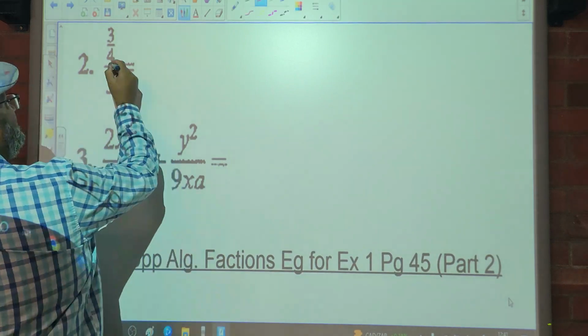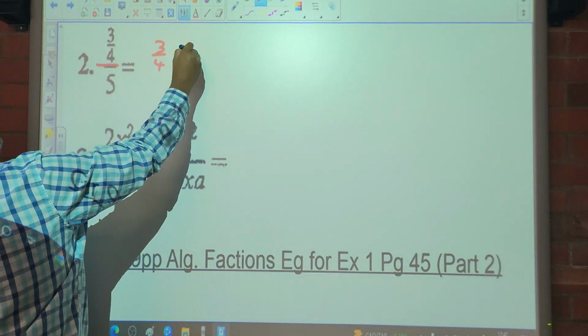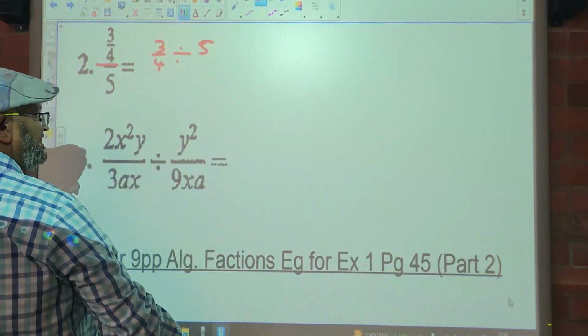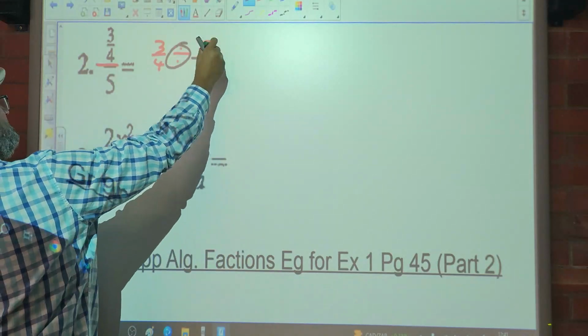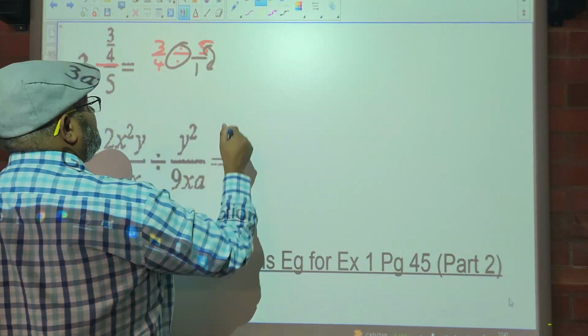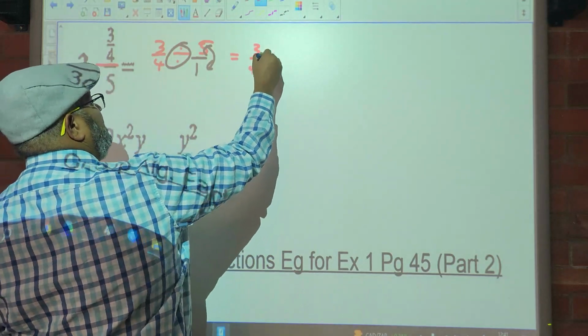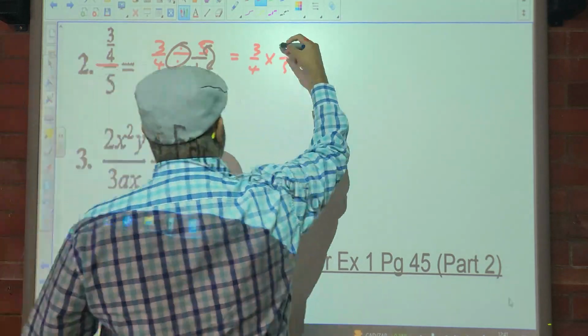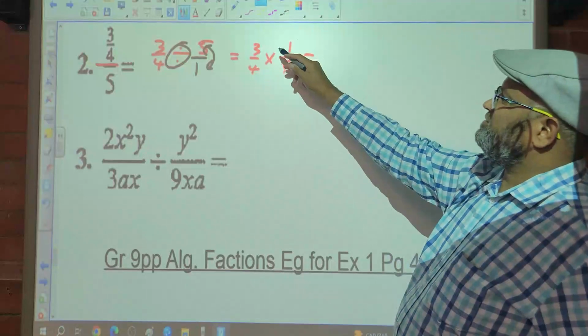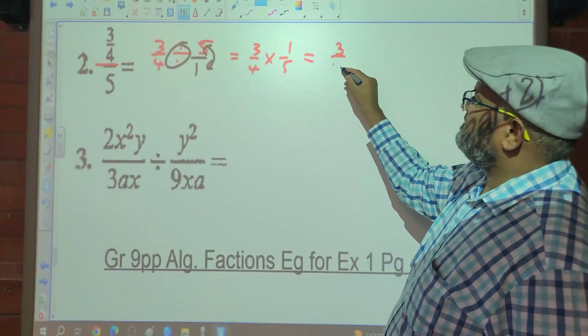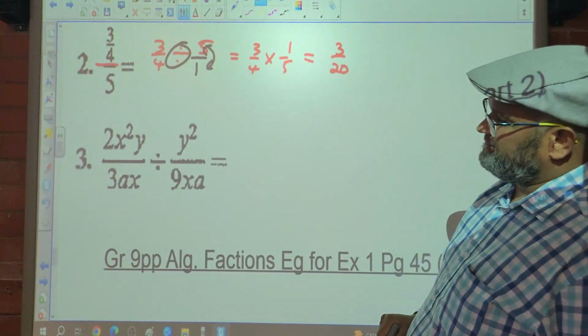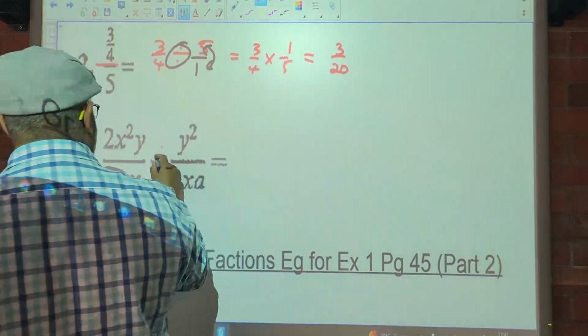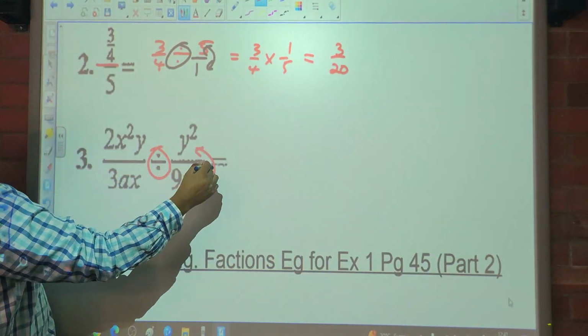Again, this means divide here. So it's 3 over 4 divided by 5. But that 5 is naturally over 1. Change to multiplication, tumble and times. So it's 3 over 4 times 1 over 5. Is there anything you can cancel here? Numerator, denominator, no. 3 times 1 is 3, 4 times 5 is of course 20. The last one of course changes to multiplication, tumble and times.